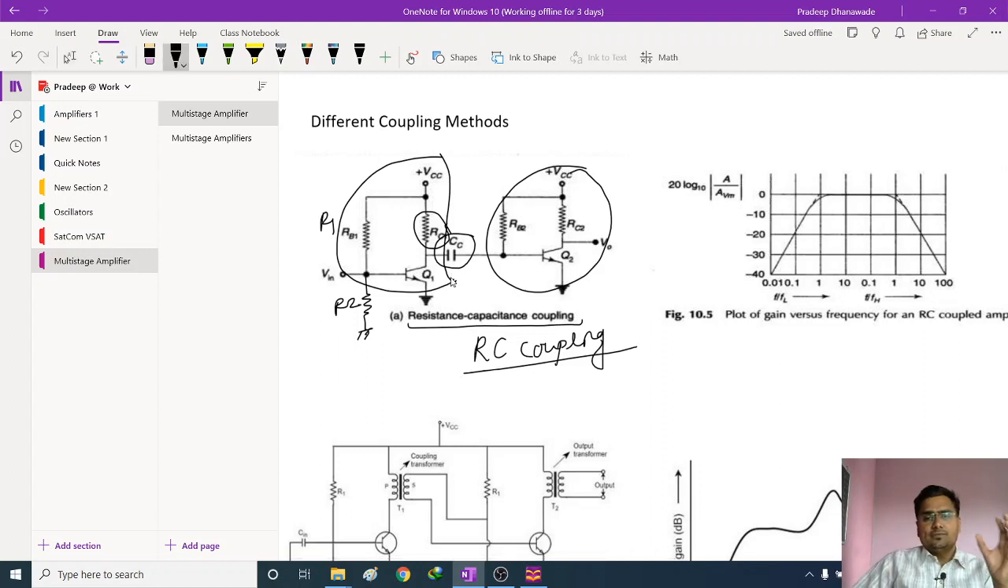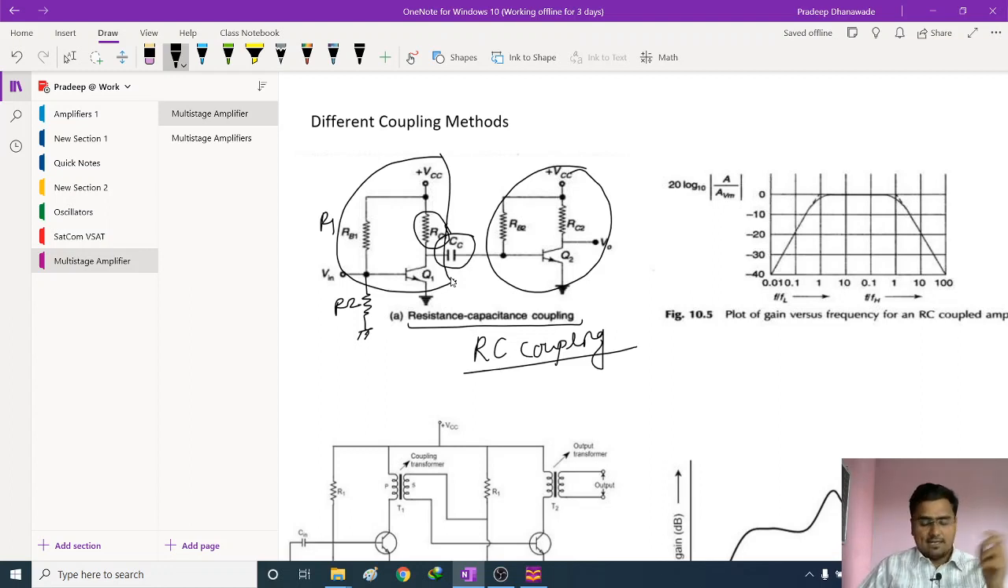And if you remember a single stage RC coupled amplifier, there was a word, it is RC coupled. It means the output of an amplifier is coupled to the load using a capacitor. Capacitor never comes alone, so it is using a capacitor and a resistor. So that's why output of single stage amplifier is coupled to the load using resistor and capacitor. So we declared it as an RC coupled amplifier.